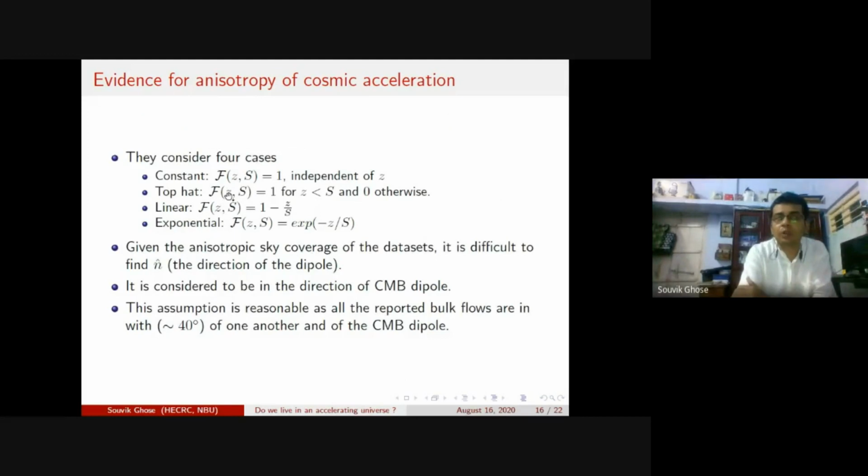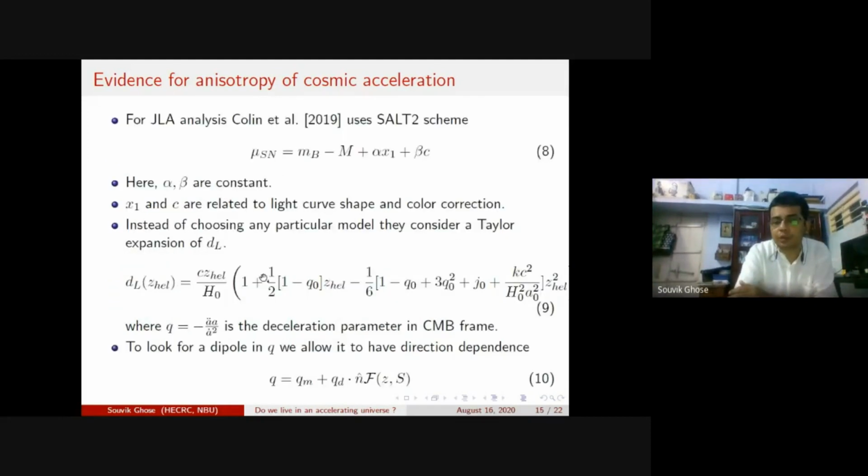These X actually gives the redshift dependence and direction dependence. See this unit vector. They consider it along the direction of that CMB dipole direction. That is reasonable, actually, because most of the bulk flow data says that the bulk flows are restricted within 40 degrees of the CMB dipole direction.